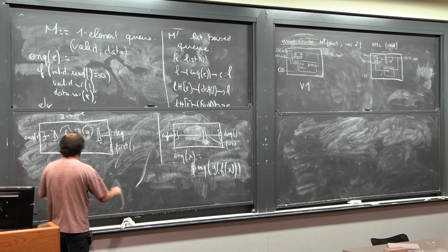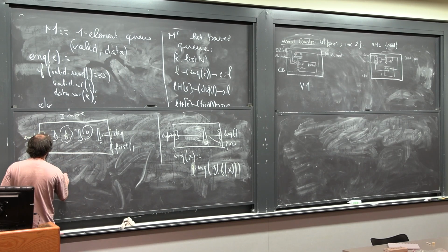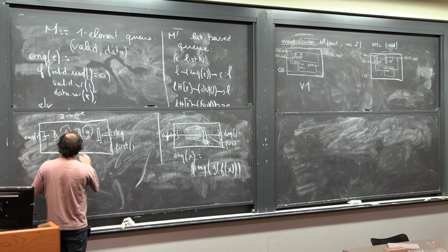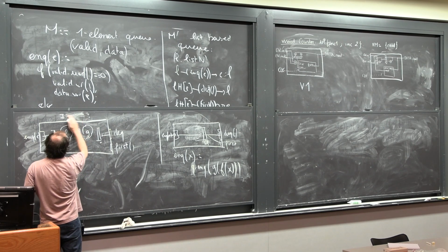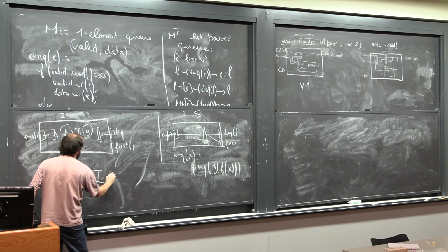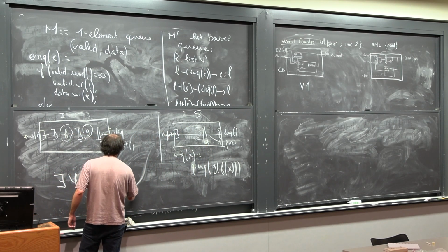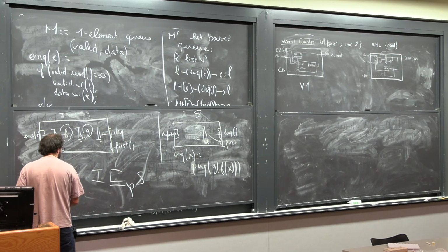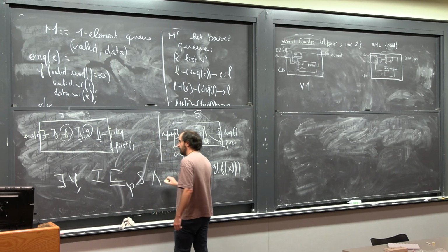Okay, so I want to claim 2 things. I want to claim that there exists phi such that if I call this I, and then I call it S, then I refines S, and S refines I.